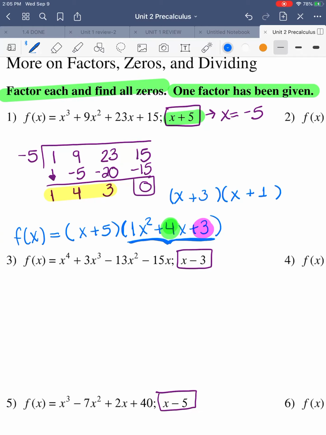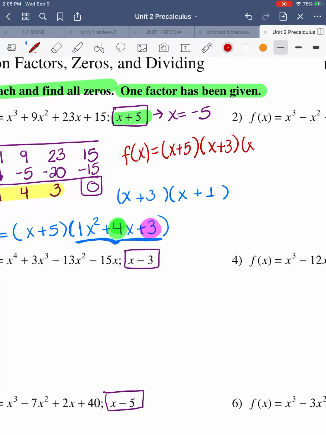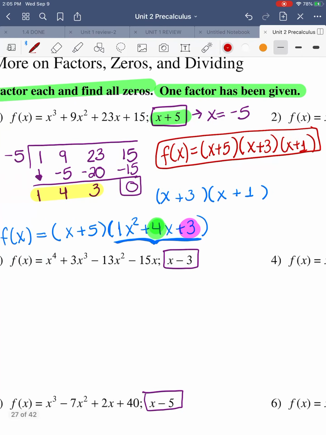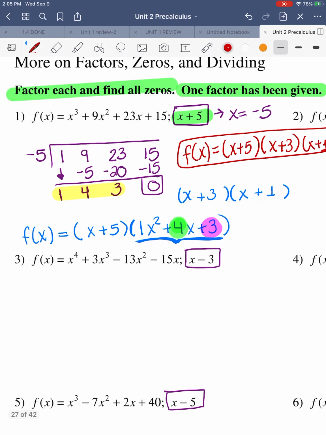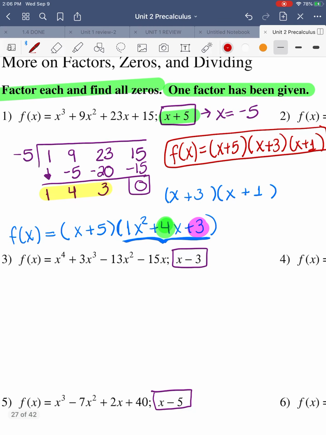So now that I'm done factoring this out, I can just rewrite it. So f of x equals the factor given, which was x plus 5, times the new factor that you got, x plus 3 and x plus 1. So this is your polynomial in factor form. You must get this as the answer for number 1. Because those are the instructions. The instruction says to factor each. So I already factored it out.